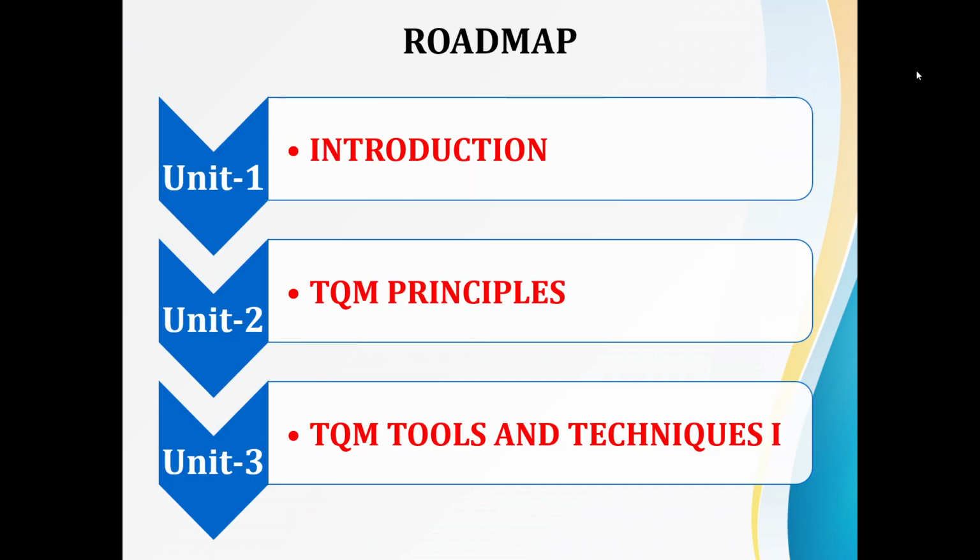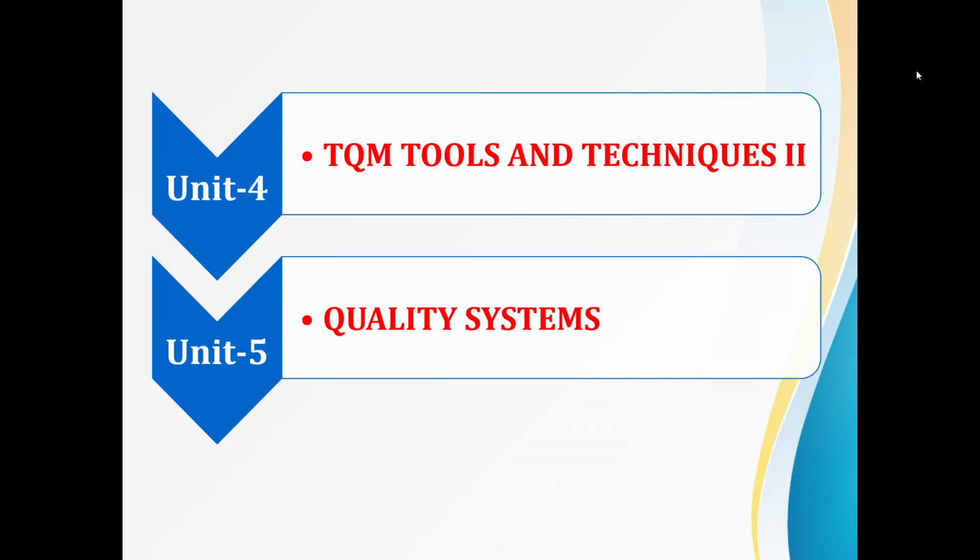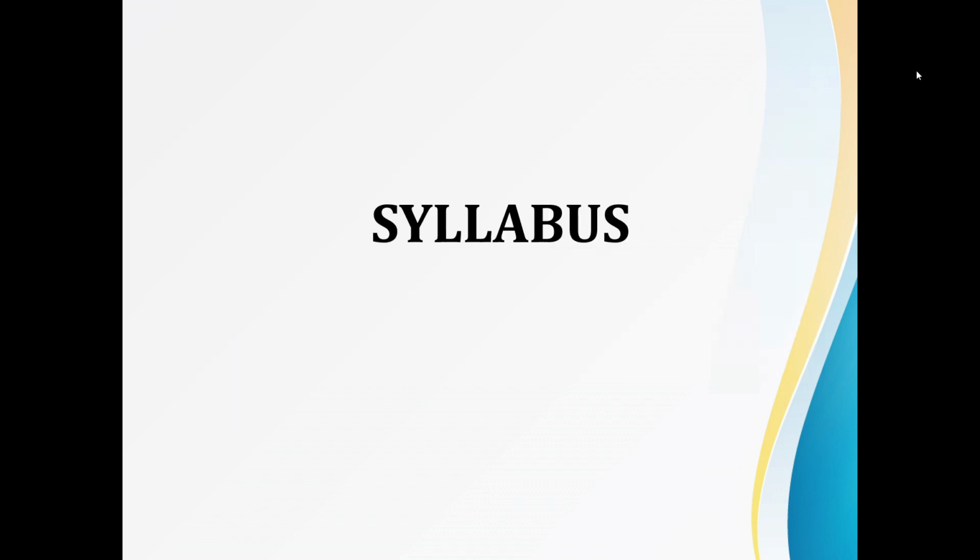Next, we will be seeing the outline or the roadmap of our syllabus. Unit 1 is Introduction, Unit 2 TQM Principles, Unit 3 TQM Tools and Techniques 1, Unit 4 TQM Tools and Techniques 2, and Unit 5 Quality System. Next, we can see the syllabus one by one, unit wise elaborately.